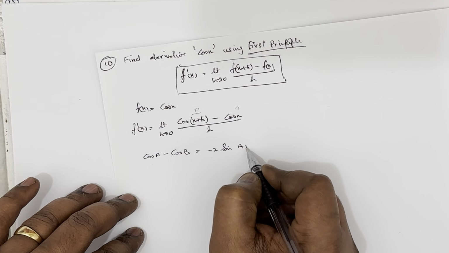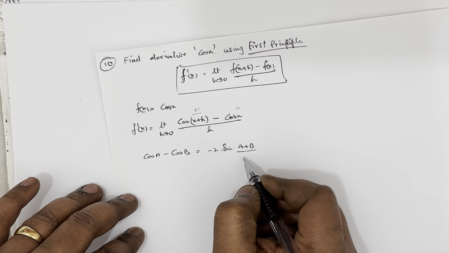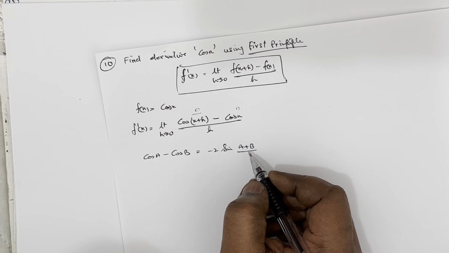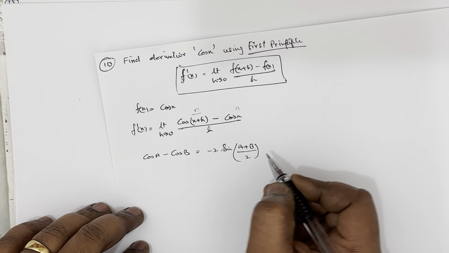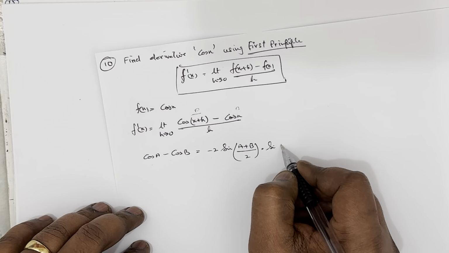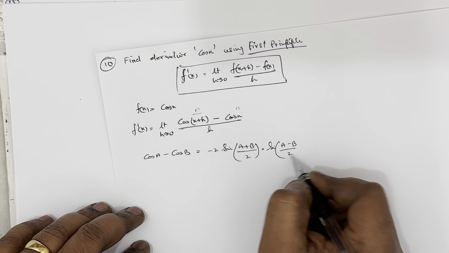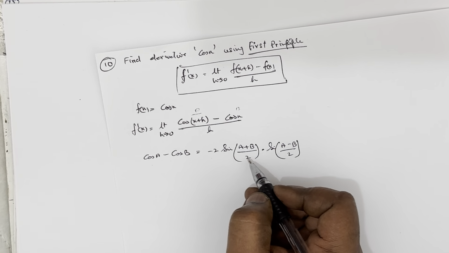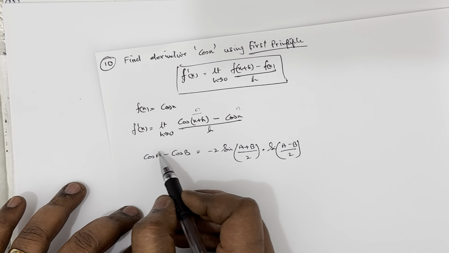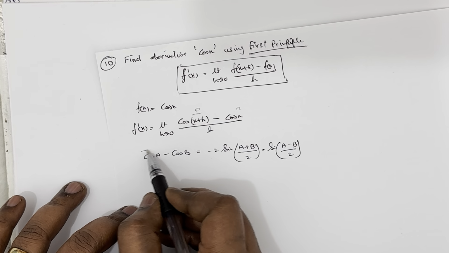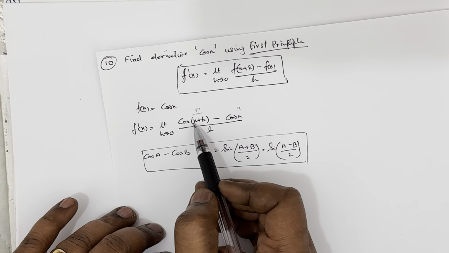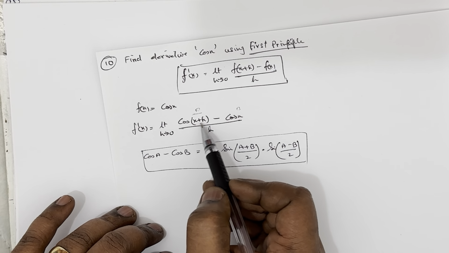Which is equal to minus 2 sine a plus b upon 2, multiplied by sine a minus b upon 2. Oh yes, it's minus 2 sine a plus b upon 2 and sine a minus b upon 2. Okay, this is the formula. So we can expand this using this, considering this to be cos a and cos b.